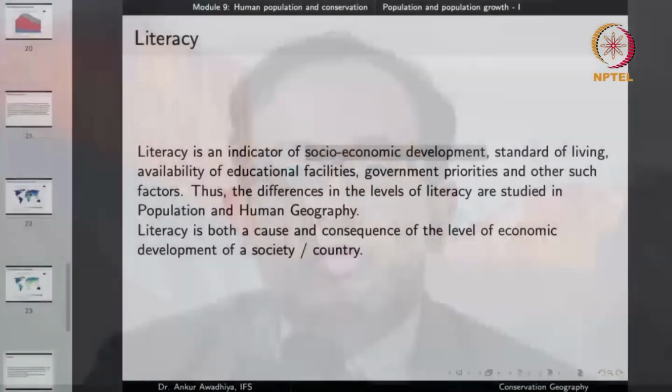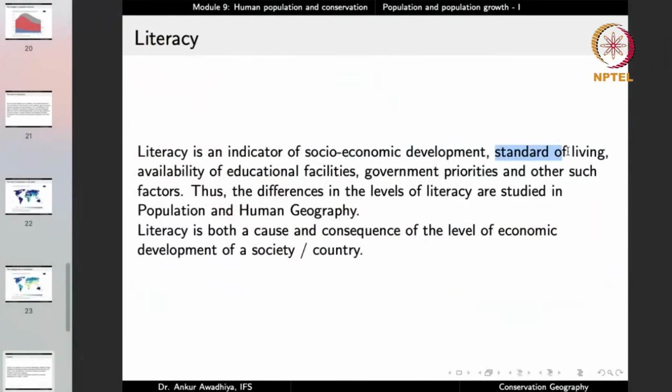Now, when the level of socioeconomic development increases, parents tend to put even more emphasis that their children should study. And so this brings in a virtuous cycle. Once you make a society literate, the level of socioeconomic development would increase, which would make it even more literate, and so on. It is also an indicator of the standard of living, because areas that have better socioeconomic development also tend to have better standard of living.